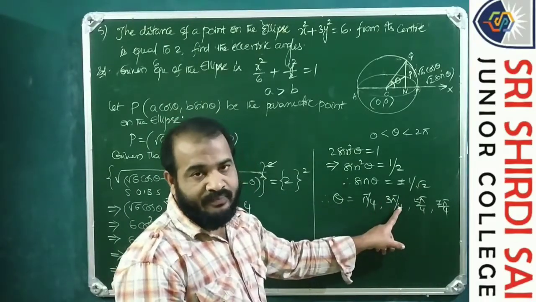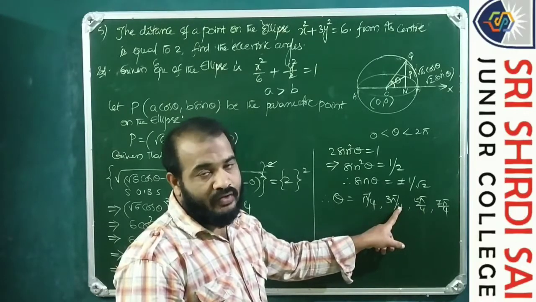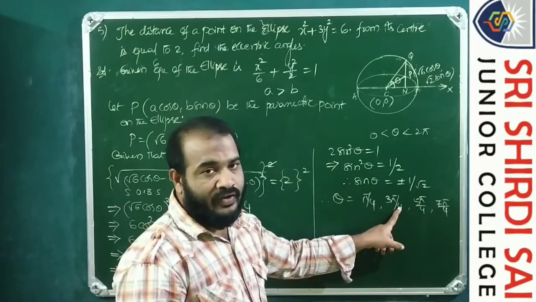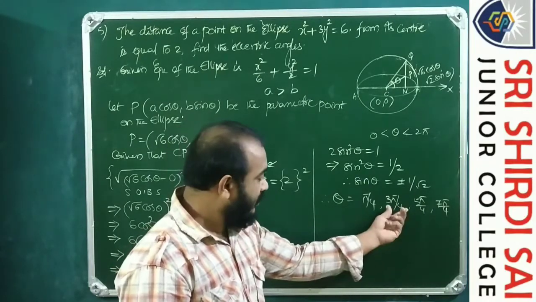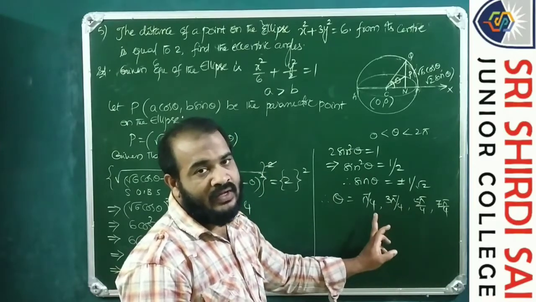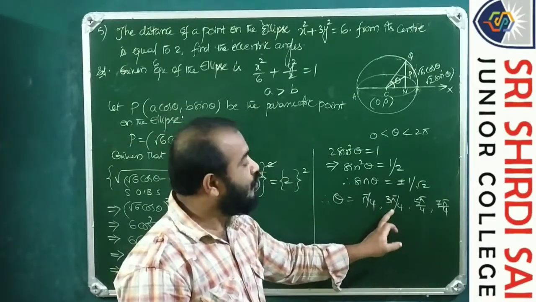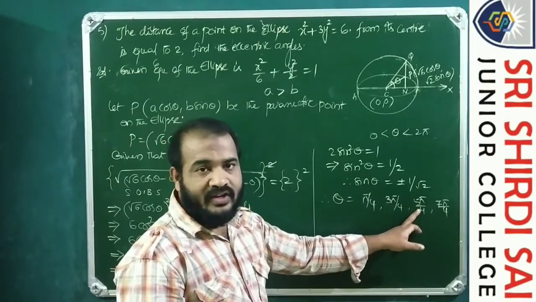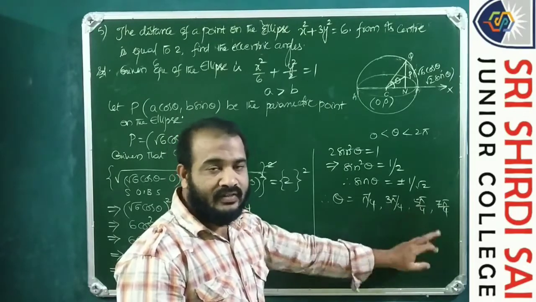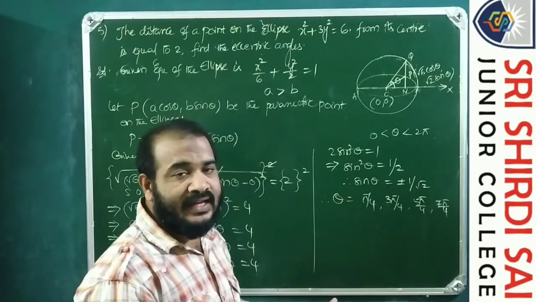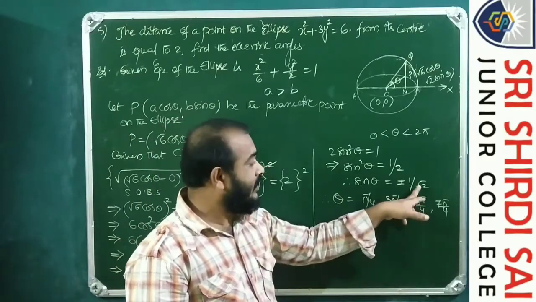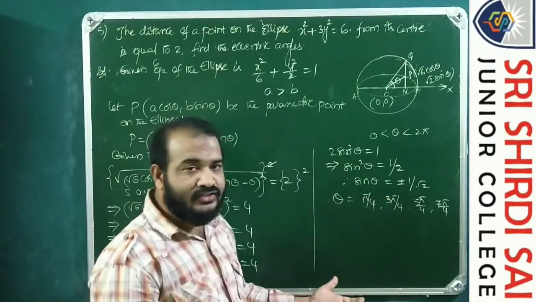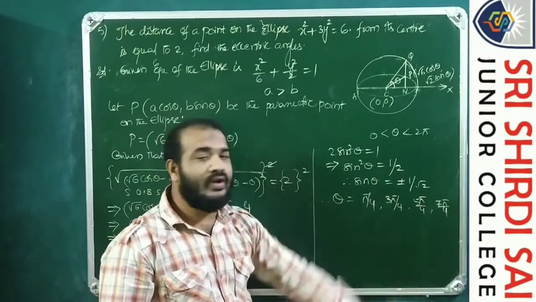Sin 135 is sin of 180 minus 45, the second quadrant. In the second quadrant sin is positive. So sin 180 minus 45 is sin 135, which is sin 45, still 1 by root 2. Now sin 5 pi by 4, that is 225 degrees, can be written as sin of 180 plus 45, third quadrant. In the third quadrant sin is negative, so minus sin 45, so minus 1 by root 2. Sin 315 is minus 1 by root 2. Therefore, the eccentric angles could be pi by 4, 3 pi by 4, 5 pi by 4 and 7 pi by 4.